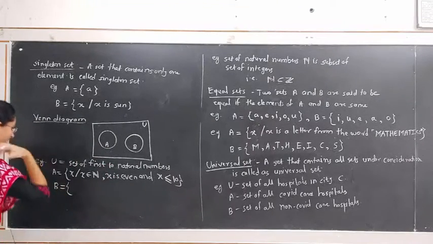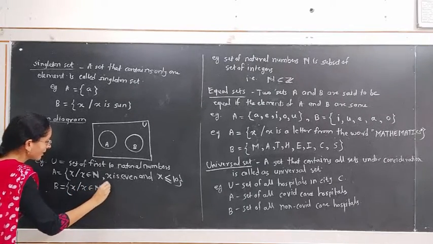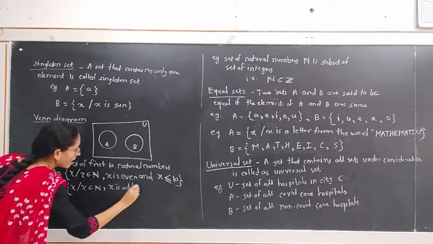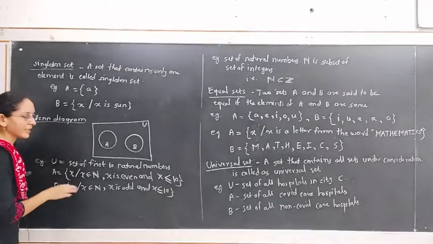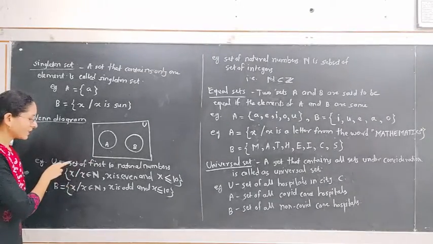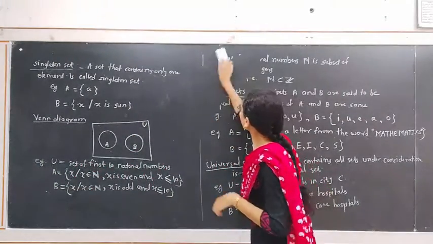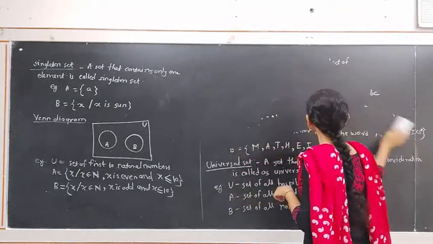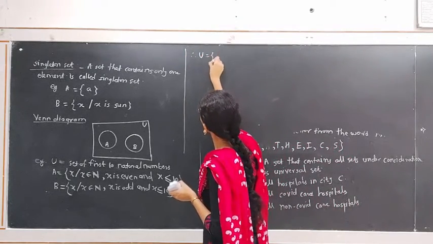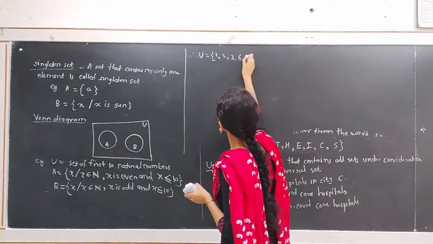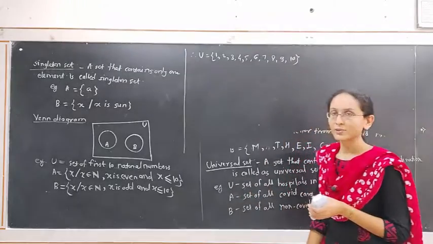Consider the set B is equal to the set of all elements x where x belongs to the set of natural numbers, x is odd, and x is less than or equal to 10. Then we write the list of the elements of the sets U, A and B. Set U contains the first 10 natural numbers. Therefore, U is equal to 1, 2, 3, 4, 5, 6, 7, 8, 9, 10.